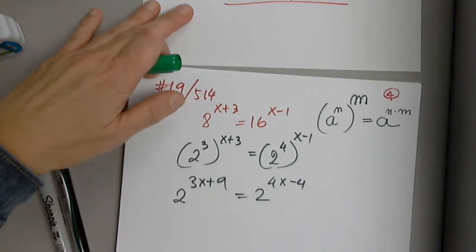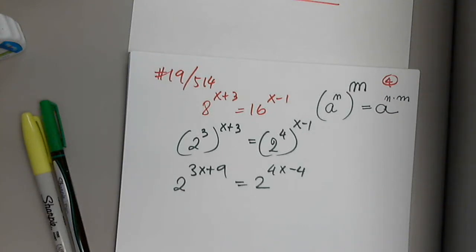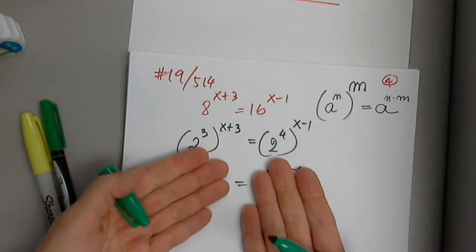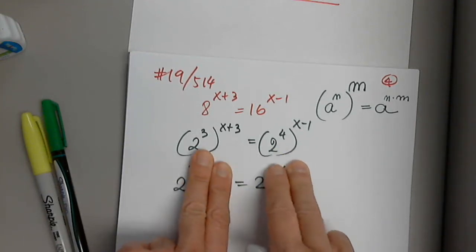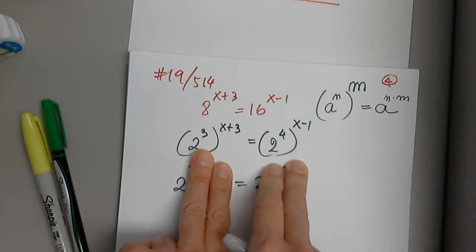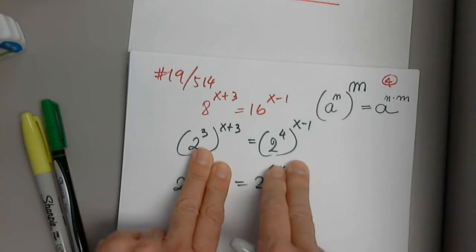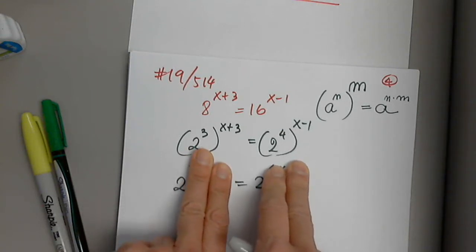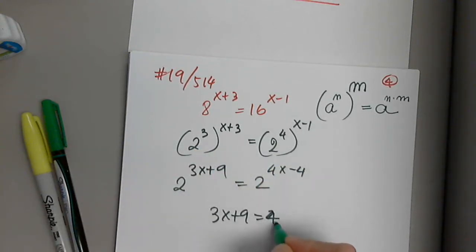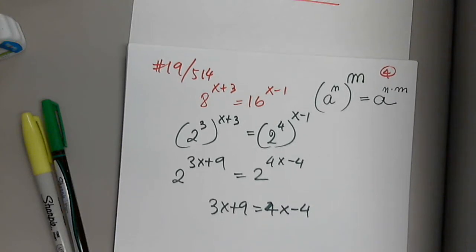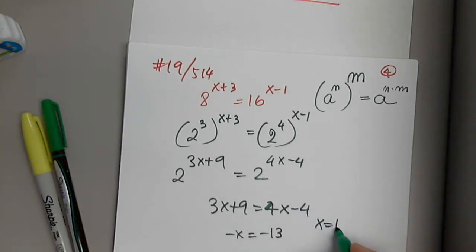So we do not cancel anything. We do not divide by anything. We don't simplify anything. We just think. Two numbers are equal and they have the same base. In other words, can this be 15 and this 20? No, because 2 to the 15th will not equal 2 to the 20th, right? Can this be negative 3 and this 4? No, 2 to negative 3 will not equal 2 to the 4th. So it's a must that 3x plus 9 equals 4x minus 4. No other way. I move 4x and I get negative x. I move 9, I get negative 13. Therefore, x equals 13.